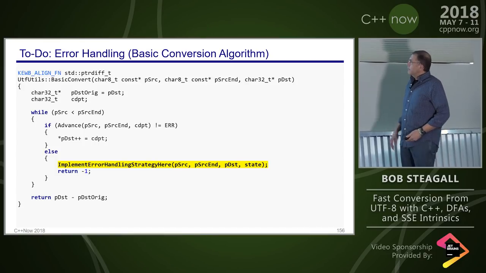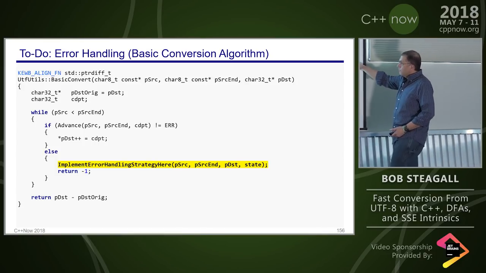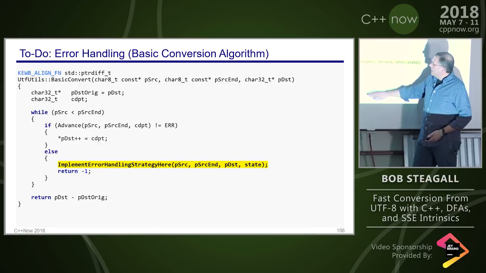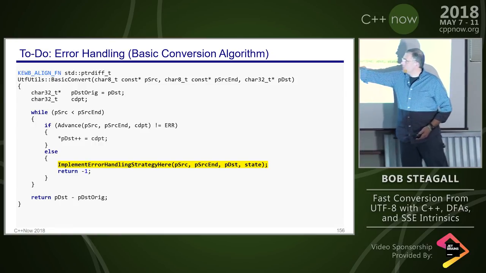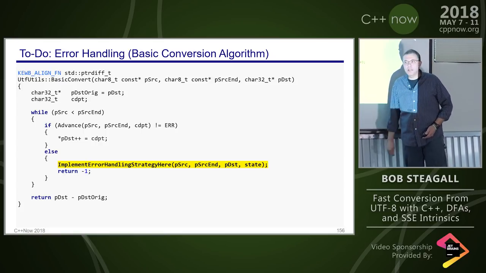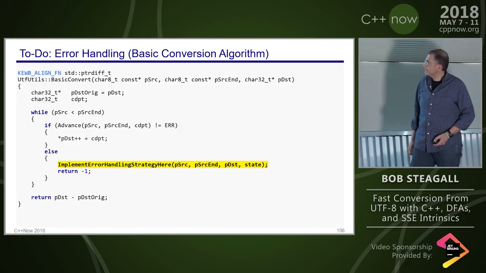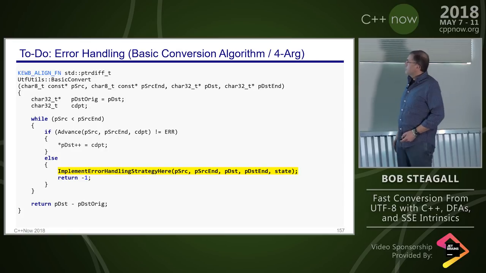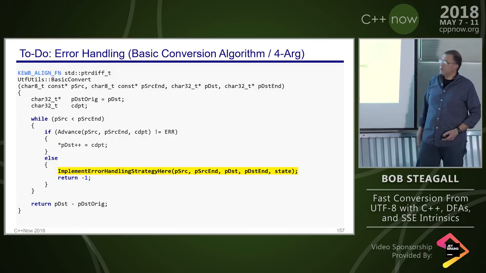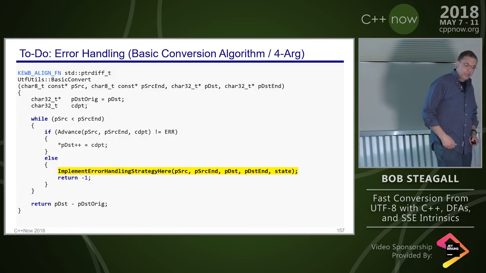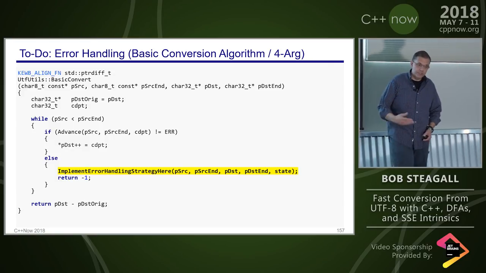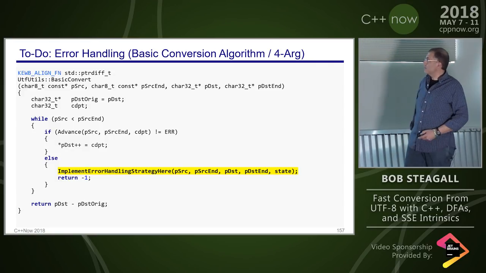So thinking about error handling and going back to the basic algorithm, all the algorithms follow the same pattern. Once an error has been detected, we drop down into this branch. This is the point where you could call a function, in the slow path. You could pass it all of the information that you have and make a determination about exactly what error occurred. If you had a four-argument version of the function, you could also pass in the input range, the output range, and the current state, and with that information, determine what exactly happened. And because you have the full output range, you could possibly also decide to write substitution characters or something else into the output data stream.